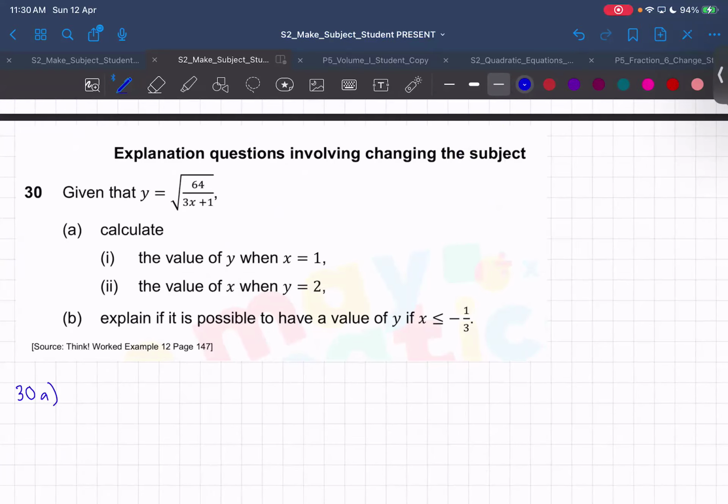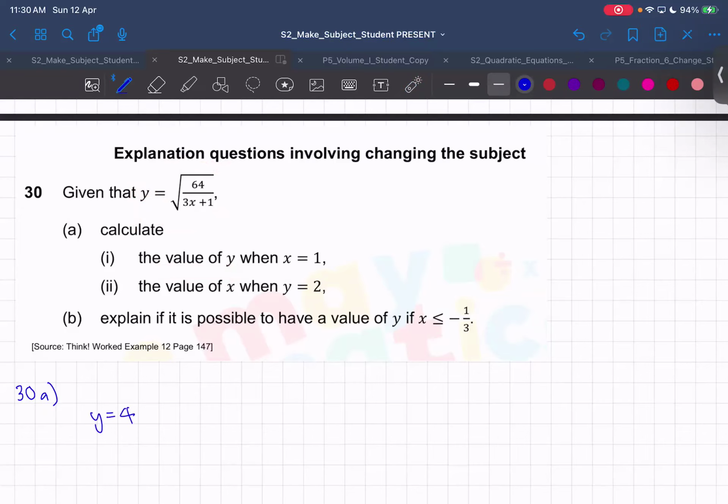Okay, so for 30A, did y'all make y the subject yet? Because they want the value of y. Or y is the subject already, then you just sub in. Yeah, this one easy. For I and II, just put the values into the expression. Okay, so for part A, you should get y equals to 4.